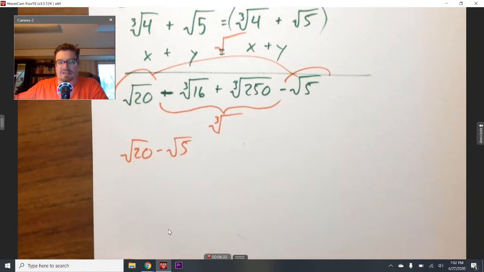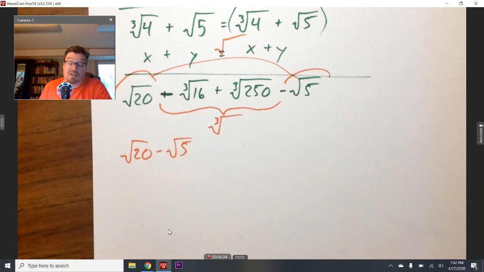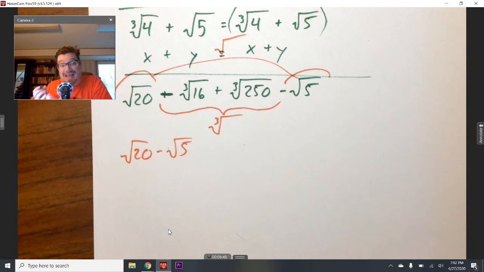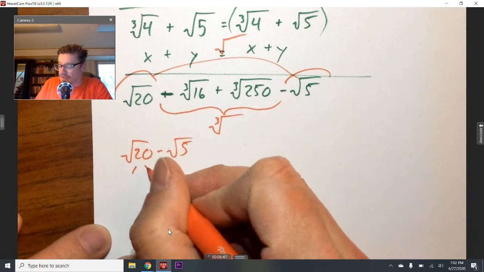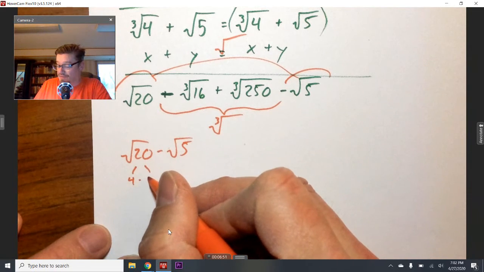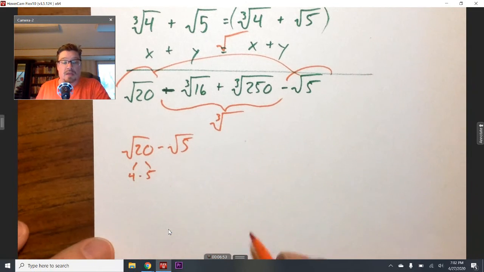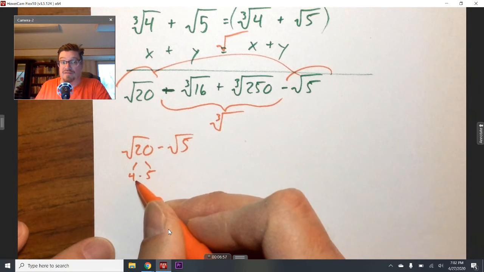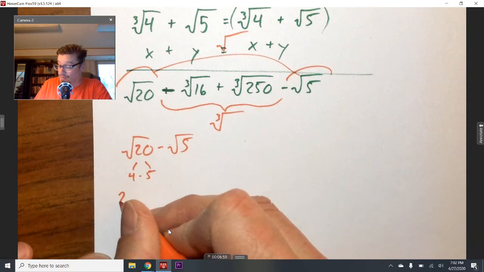Now, at first glance, you think, oh, I can't add those. They have the same index, sure, but they don't have the same radicand. But that actually is an illusion, because inside 20 there is a pair of identical factors that we can take out of it. I know you had training in geometry. This is 5 times 4. So I can take the square root of 4. I've got a pair of 2's in there, so it will come out as a 2.